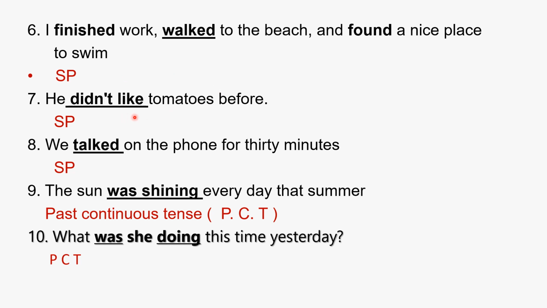He didn't like tomatoes before. This is a negative sentence. That's why we add not with the verb. It is in simple past tense. We talked on the phone for 30 minutes. This is in simple past tense. There are no helping verbs in this sentence. That's why it is in simple past tense.